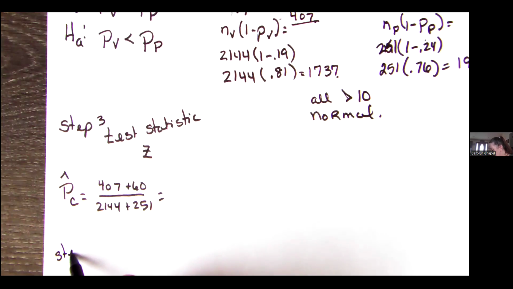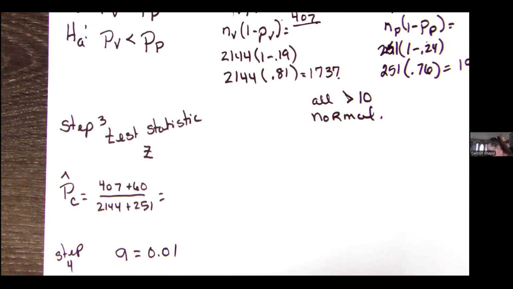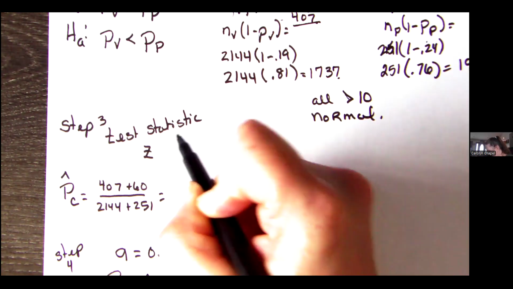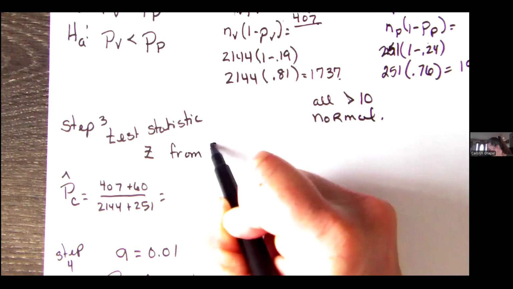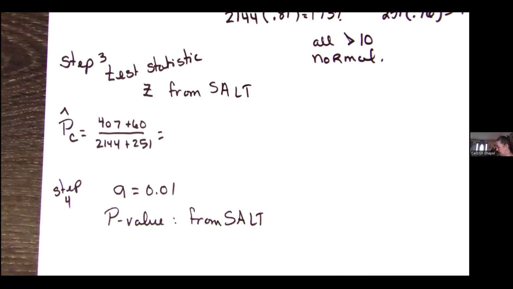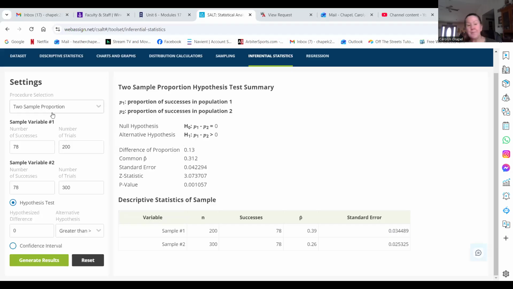Step 4 is that alpha level, which in the problem is 0.01, and our p-value, which we'll get from SALT. The test statistic is also going to be from SALT. Then we'll come back and do step 5, which is to make a decision and write a conclusion, basically answering the question being asked by this problem. So we're going to let SALT do all the grunt work for us. Software is wonderful these days.